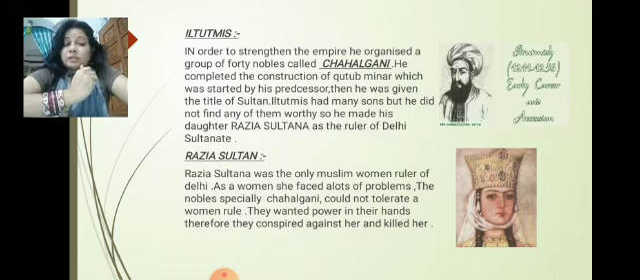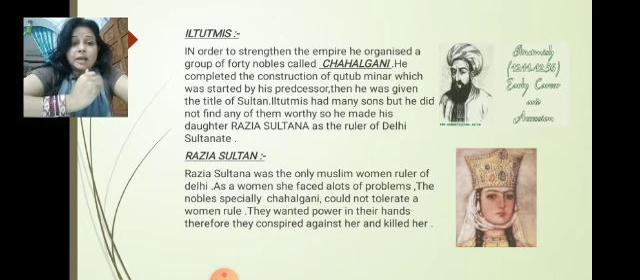See the picture I have given, how beautiful she was. As a woman, she faced lots of problems at that time. The nobles, especially the Chahalgani, who were organized by Iltutmish himself, could not tolerate a woman ruling over them. So they wanted the power in their own hands. Therefore, children, they conspired against her and at last killed her.